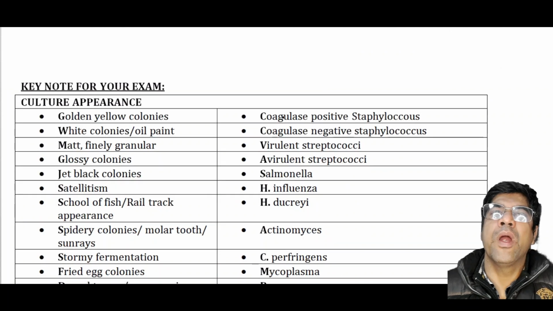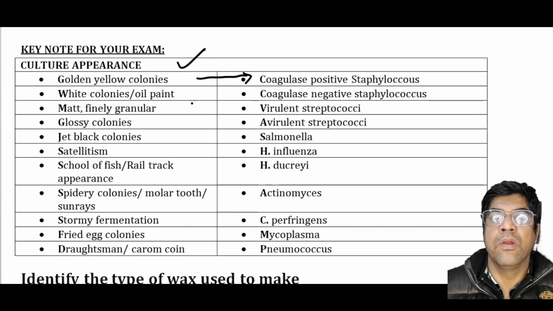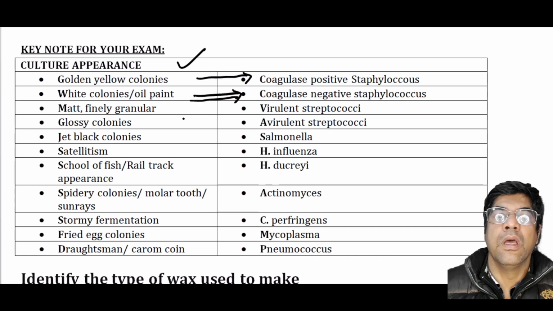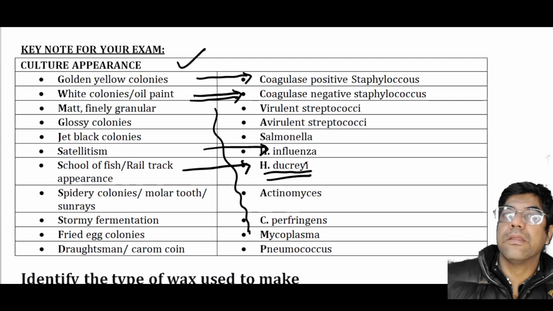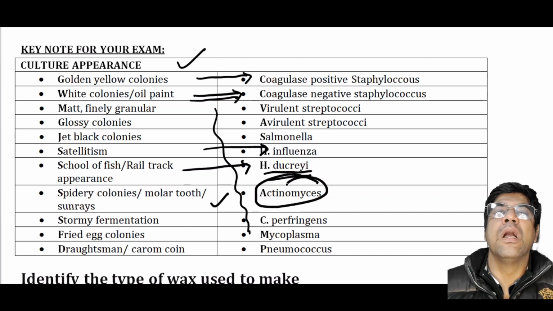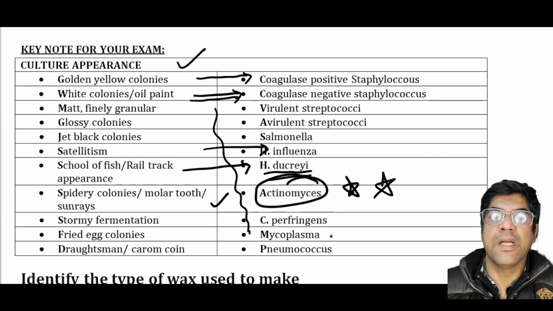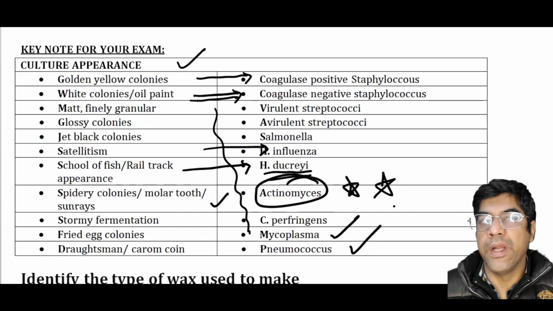Now from an exam point of view, you should know the culture characteristic appearances. Golden yellow colonies are seen in coagulase positive staphylococcus. White colonies or oil paint appearance is seen in coagulase negative staphylococci. Remember all these. Satellitism is seen in H. influenzae. The fish rail track appearance is seen in Haemophilus ducreyi. The spidery colonies, molar tooth or sunray appearance is seen in actinomycosis. The fried egg colonies are seen in Mycoplasma, Drumstick colonies seen in Pneumococcus. So remember these for your exam point of view.